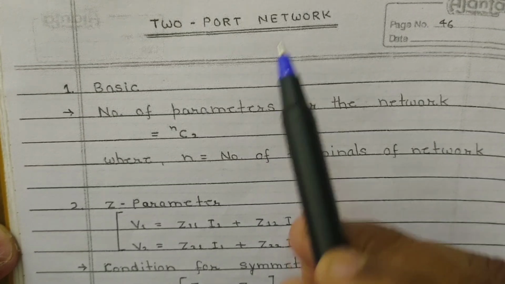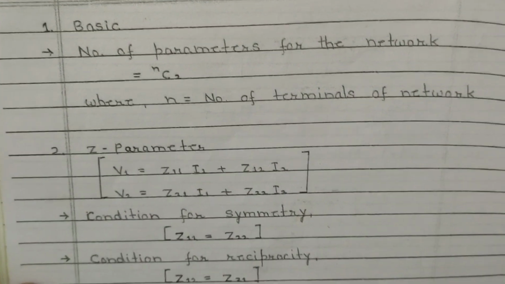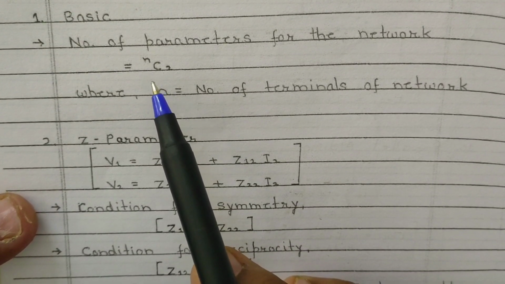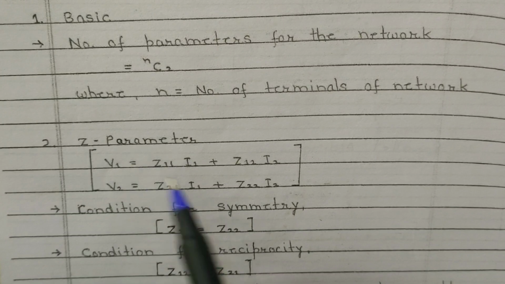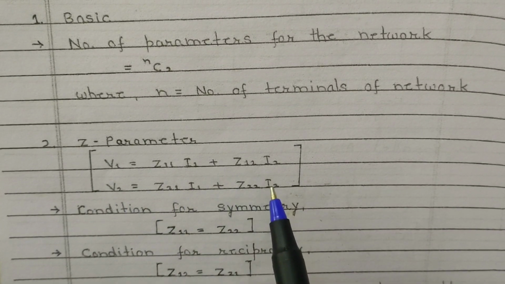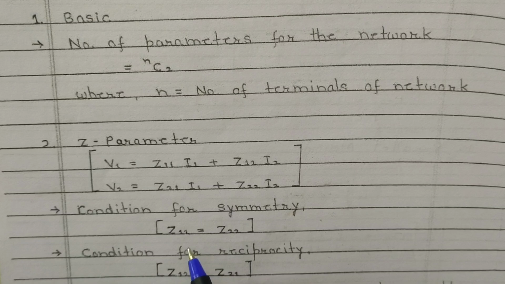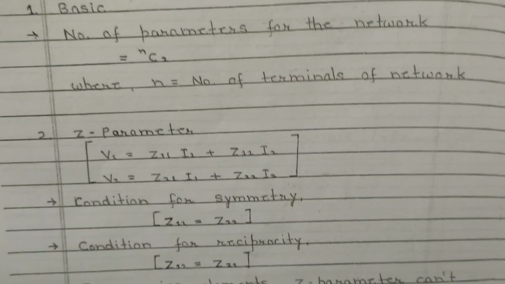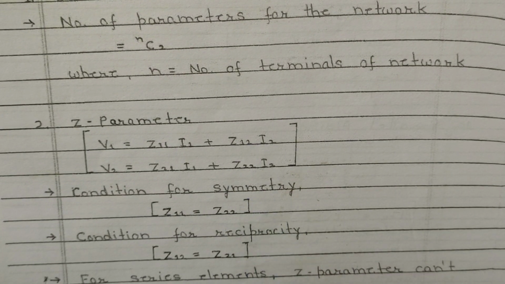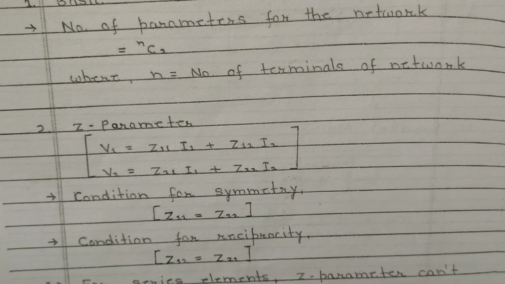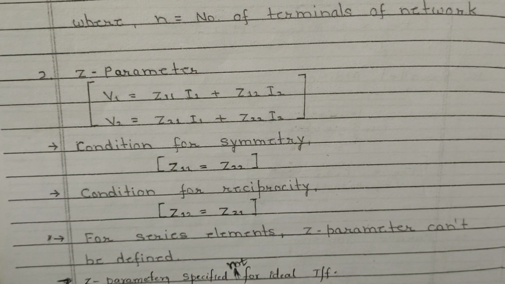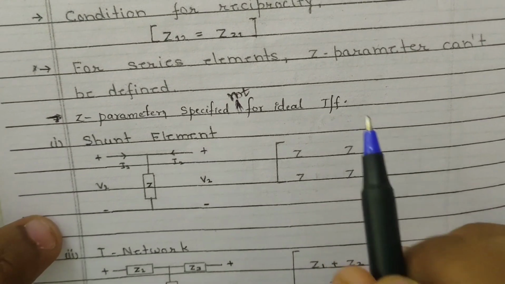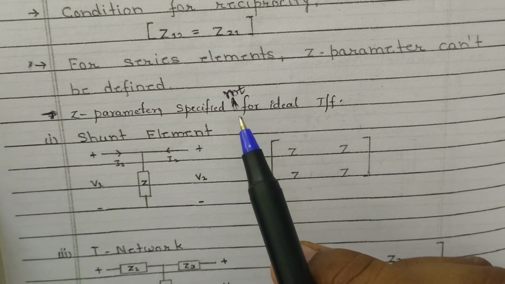Now we will see a new topic, two-port networks. Basic information: the number of parameters of the network can be calculated using the formula nC2, which we will use in probability. Z parameter equations are V1 is equal to Z11 I1 plus Z12 I2, and V2 is equal to Z21 I1 plus Z22 I2. Condition for symmetry: diagonal elements must be the same, Z11 is equal to Z22. Condition for reciprocity: off-diagonal elements must be the same, Z12 is equal to Z21. For series elements, Z parameters cannot be defined. Keep this in mind. Z parameters also cannot be defined for an ideal transformer.